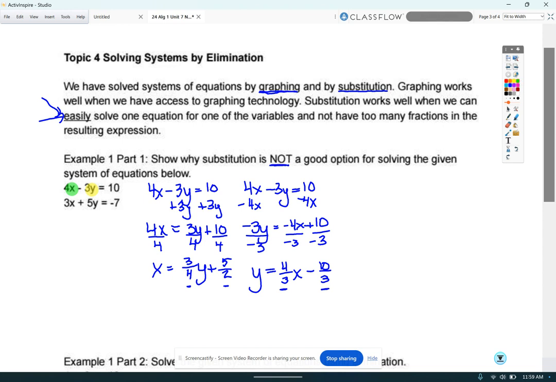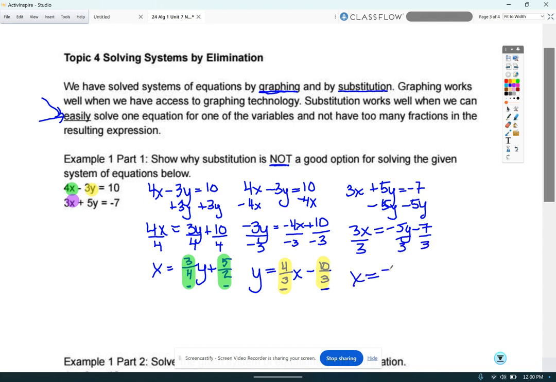So when we solved for x in the first equation, we got these complicated fractions. When we solved for y in the first equation, we got these complicated fractions. So maybe you're thinking, well, let's just use the second equation. So let's try that on the second equation. So 3x plus 5y equals negative 7. Let's try solving that for x. So I'm going to subtract 5y from both sides. I get 3x equals negative 5y minus 7. And then I would divide everything by 3. So then I get x equals negative 5 over 3 y minus 7 over 3.